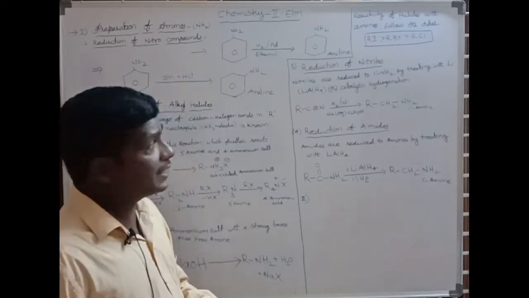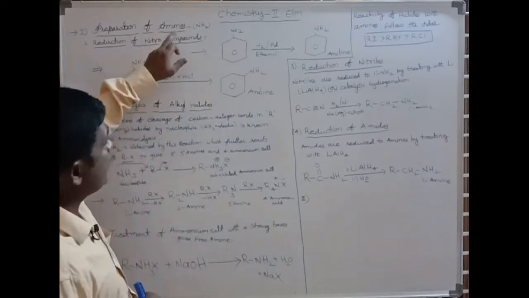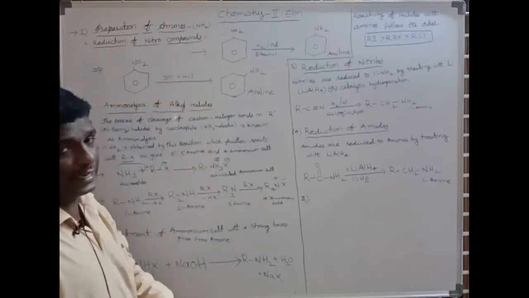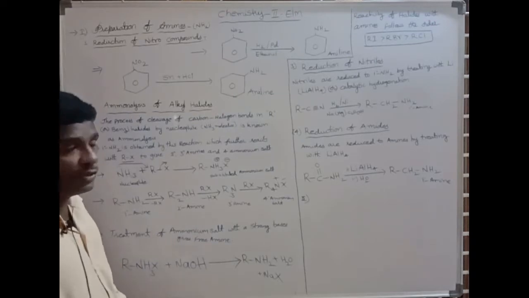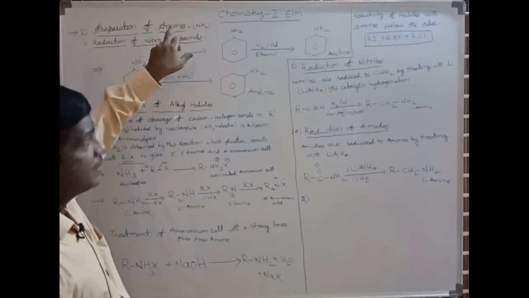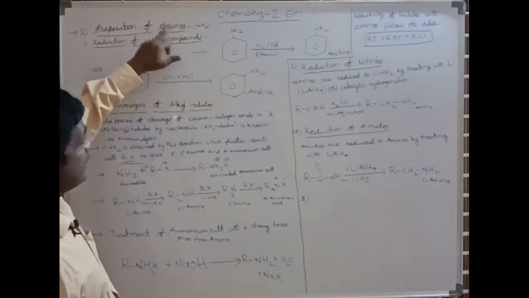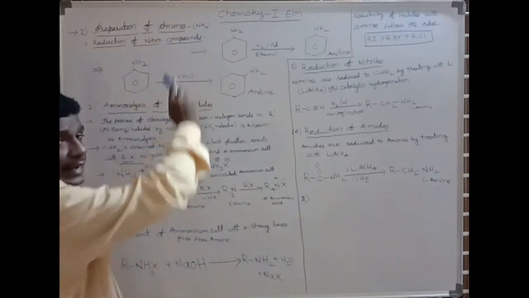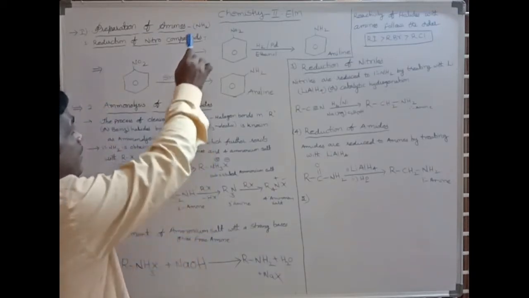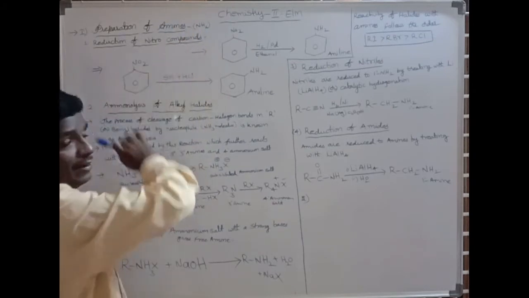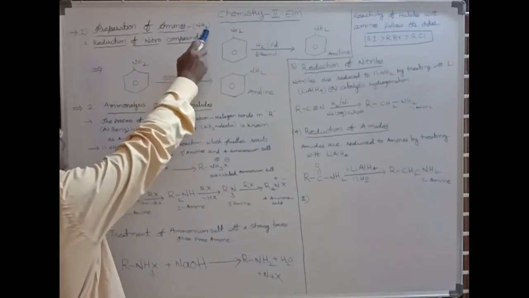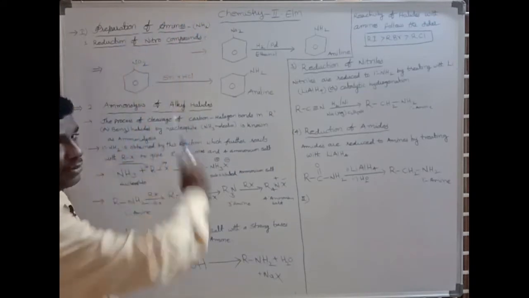But today we discuss the preparation of amines. Chemistry second year, English medium. Today we are going to discuss the primary amines. The general formula of an amine has NH2, also known as a primary amine. Here the first topic is the preparation of amine. The first method is reduction of the nitro compound.